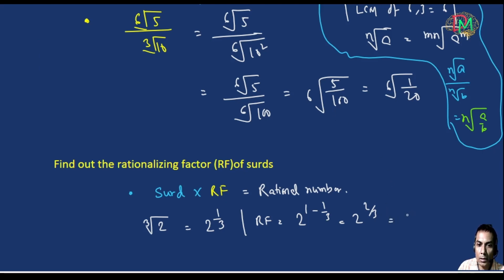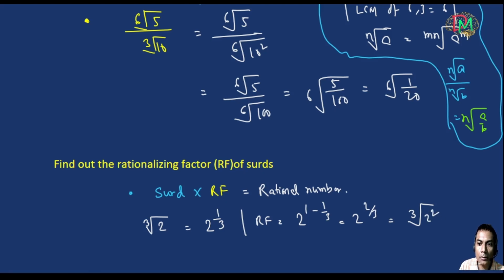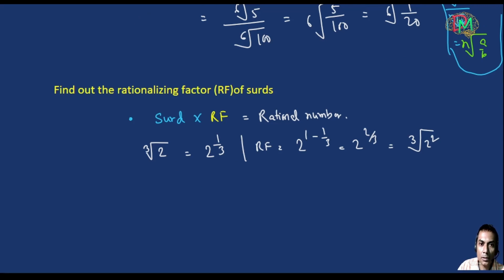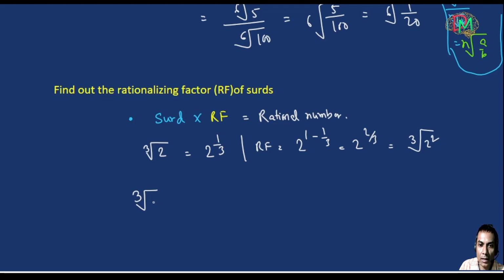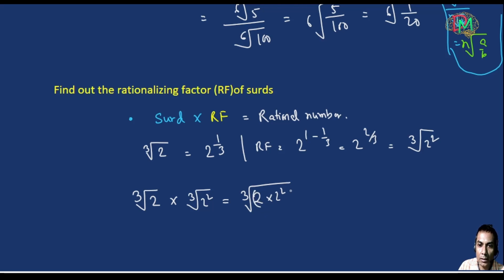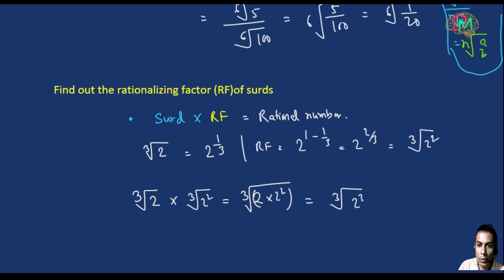So it will be cube root of 2 square. Now, as per the definition, we just multiply. If we multiply the given surd into the RF, what value do we get? We get 2 into 2 square. Since the order is the same, we can multiply inside, then it will be 2 cube, that is 3 into 1 by 3, we get 2. Clear? So this is the RF.